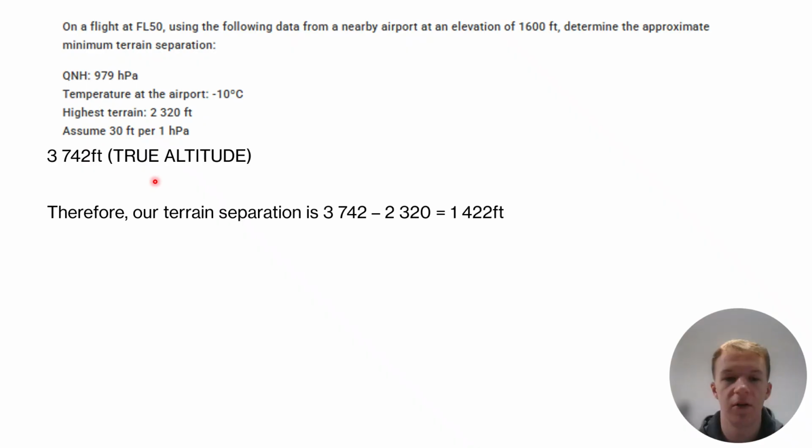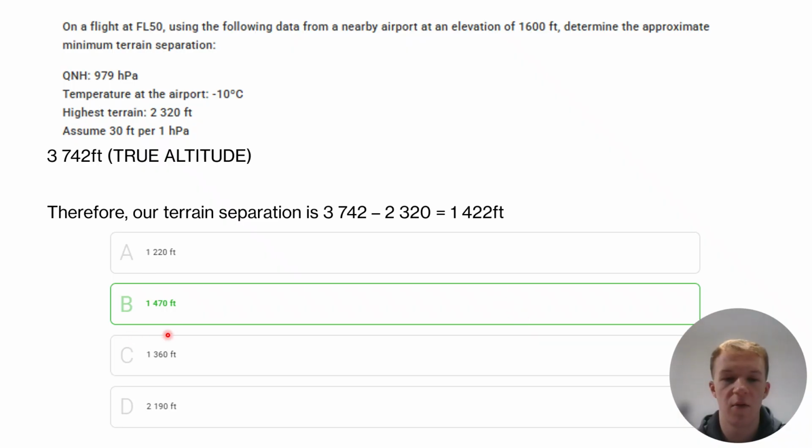3,742 feet true altitude, but it's asking us to determine the approximate minimum terrain separation. So the approximate minimum terrain separation is going to be using the data we have here. So highest terrain is 2,320 feet. That's our altitude. We're going to find the difference and get an answer of 1,422 feet. Going back to the question's options, we can see that we've got the closest answer right there. Like I said, it's not always going to be absolutely spot on, but the closest answer will be correct.